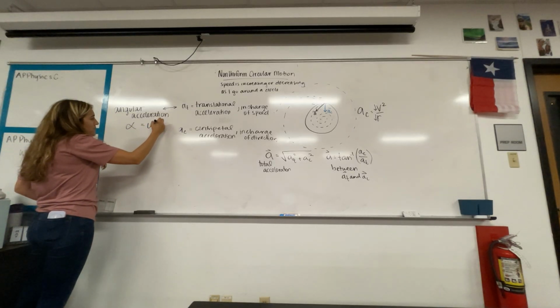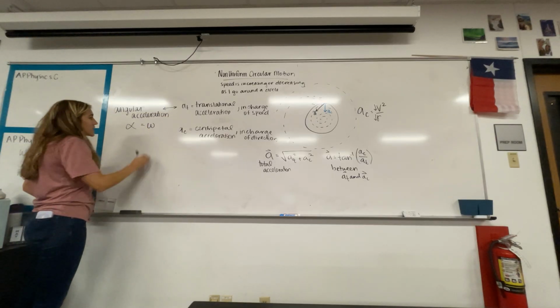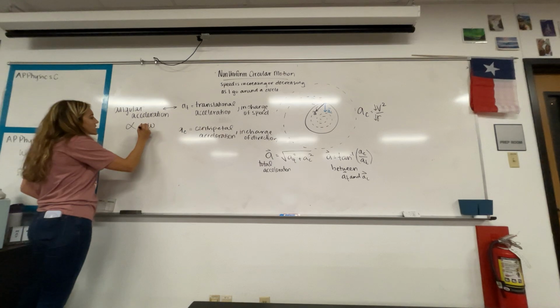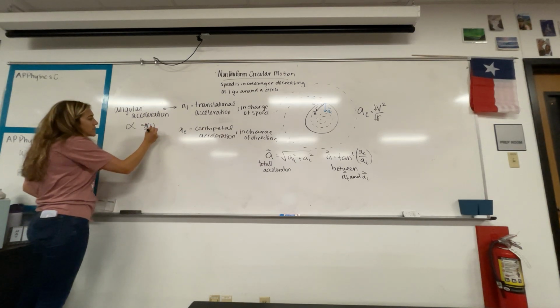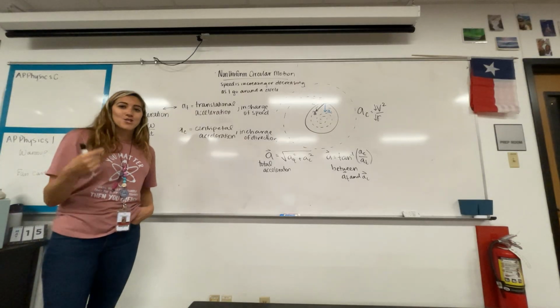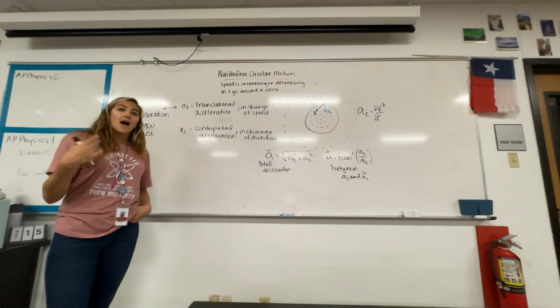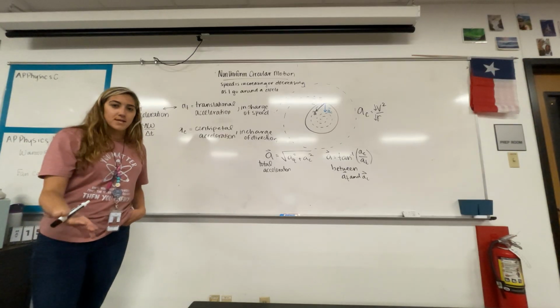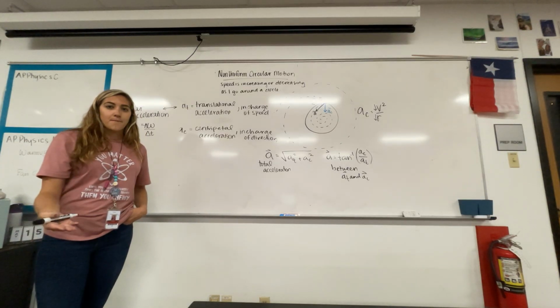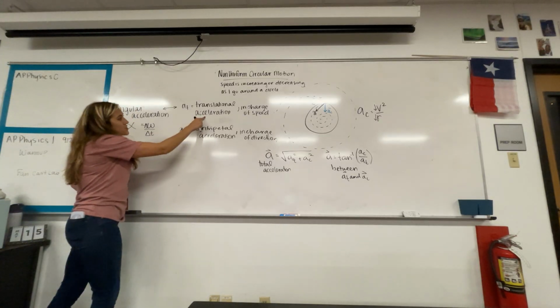A change in omega over time. Change in omega over a change in time. It's the change in angular velocity over time. Angular velocity is directly related to the speed that I'm going. So if I change my angular velocity, I'm going to change my translational velocity if my radius stays the same. So angular acceleration is related to translational acceleration.